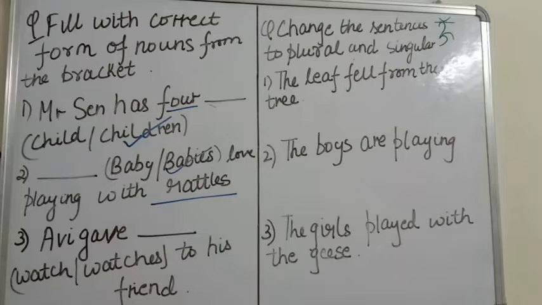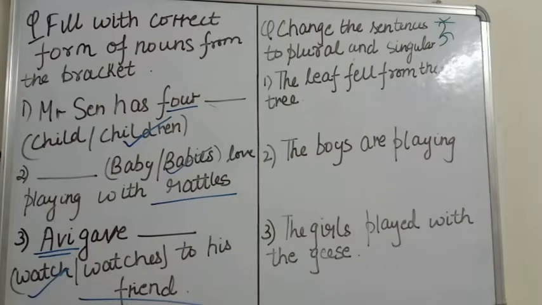Third, Avi gave dash to his friend. Avi is singular. Friend is singular. That means we will be having a singular noun. Watch. Avi gave watch to his friend. It won't be like this: Avi gave watches to his friend. It's wrong. It will be watch.